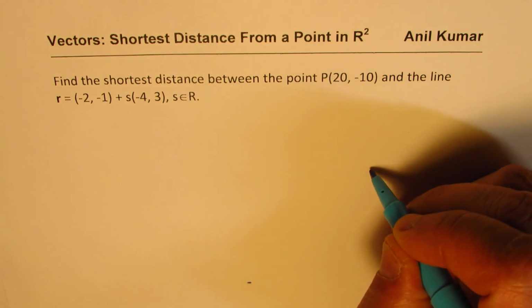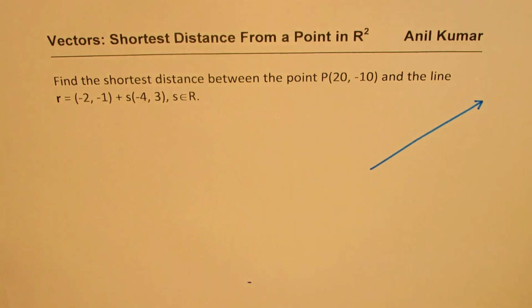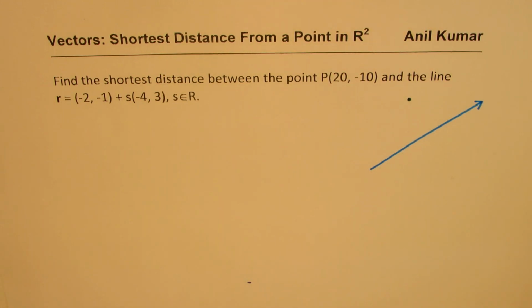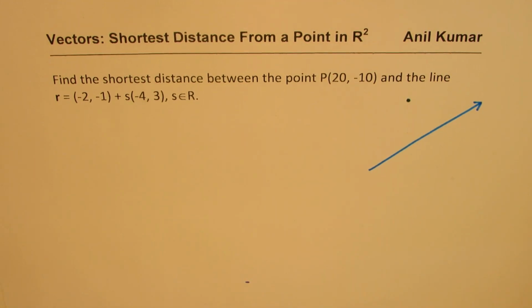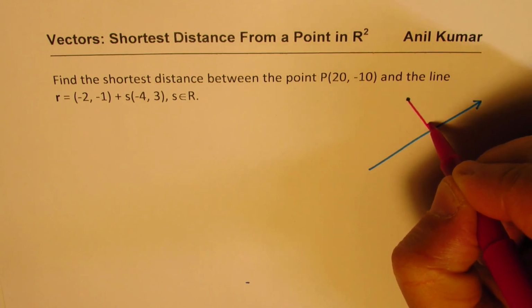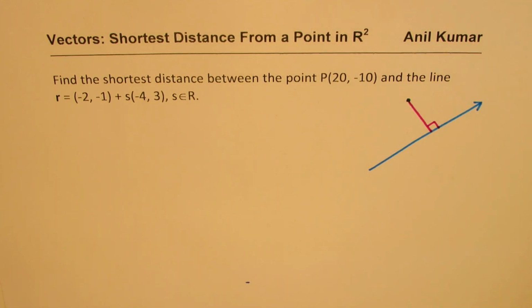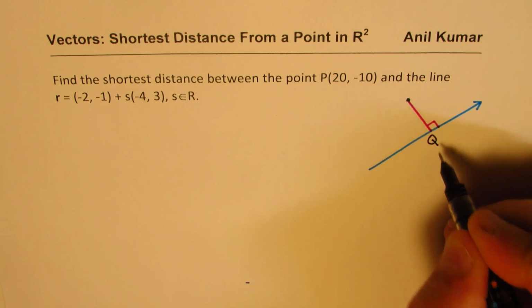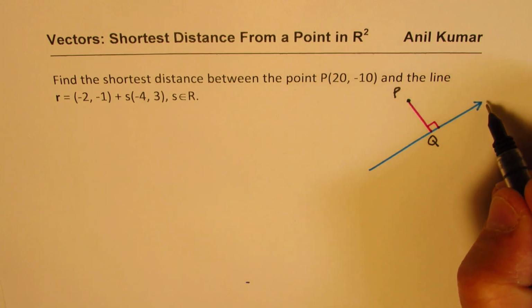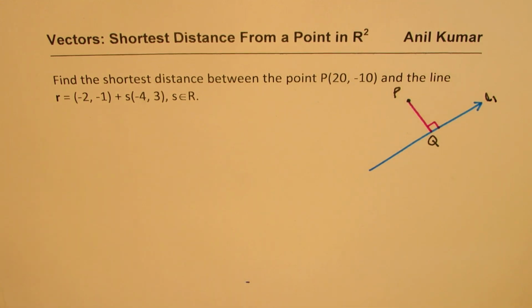Let us say the given line is something like this. So that's the line given to us. And let us consider that there is a point which is somewhere here. Now, the idea here is to find the shortest distance. Well, shortest distance will definitely be something which is perpendicular, right? So that is going to be the shortest distance. So we need to find a point Q right there, and this is the point P which is given to us. On this particular line, let's call this line L1 given by this equation.